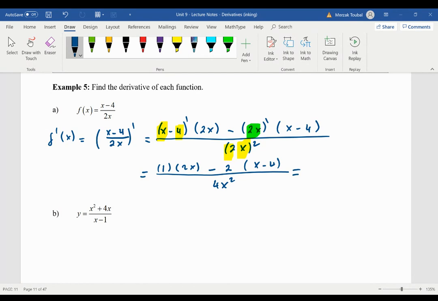All that is left is to simplify. So we got 2x minus 2x when you distribute. That's a 0. And then you have minus 2 times negative 4. So that would be 8 over 4x squared. Let me make sure I didn't make any mistake in here. So 2x minus 2x, which is 0. Negative 2 times negative 4 is plus 8. That's the only thing left. And then let's simplify. 8 over 4 is 2 over x squared.